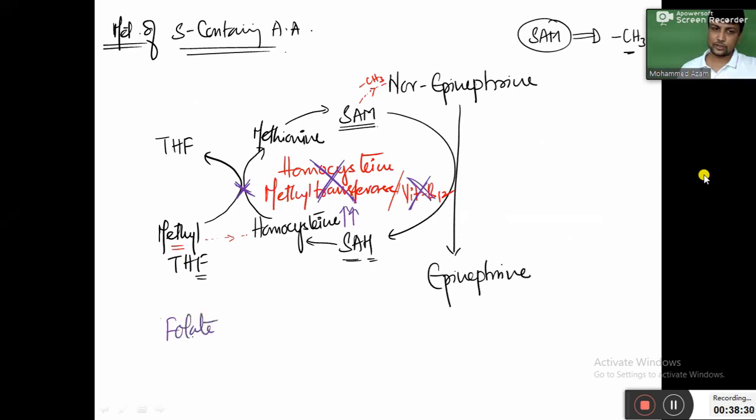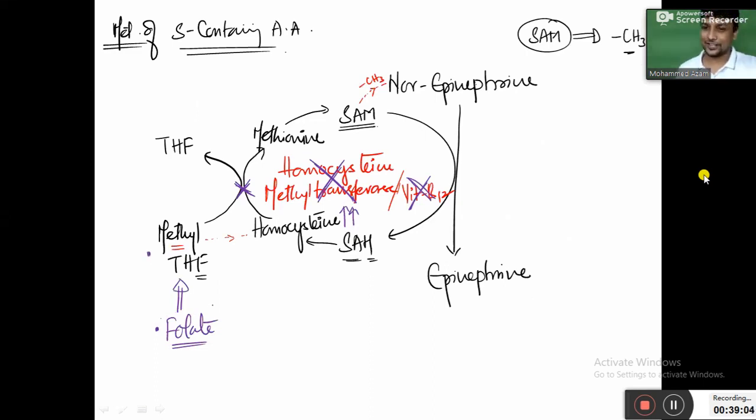Folate is going to form methyl tetrahydrofolate. My dear friends, I am going to repeat here: folic acid, can I call it folate? Confirm me. Can I call folic acid as folate? Yes, acids will form salts, our basic principle. Therefore, folic acid or folate is the one which is forming methyl tetrahydrofolate.